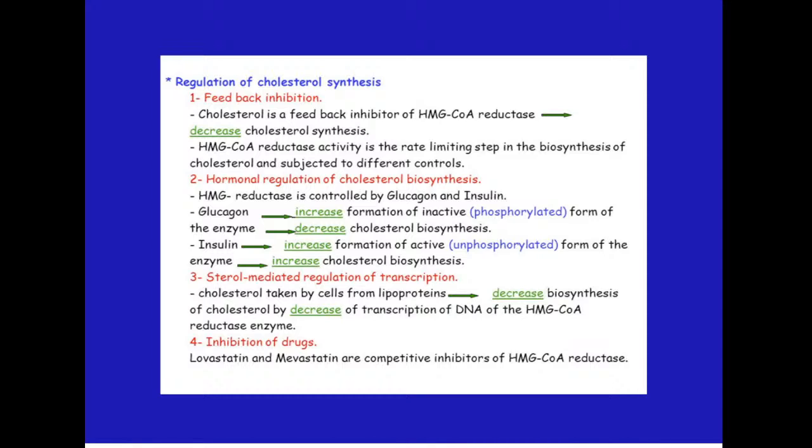Then glucagon, in its turn, decreases the synthesis of cholesterol by increasing the formation of the inactive phosphorylated form of HMG reductase. Enzymes which are active in the phosphorylated state are glycogen phosphorylase and tissue lipases. So these enzymes are mainly directed to the cleavage of something, to degradation of something.